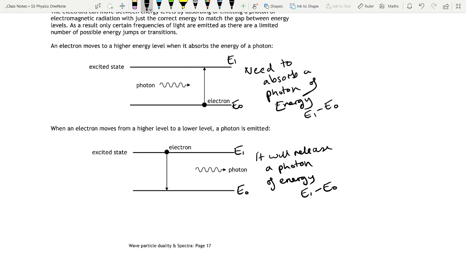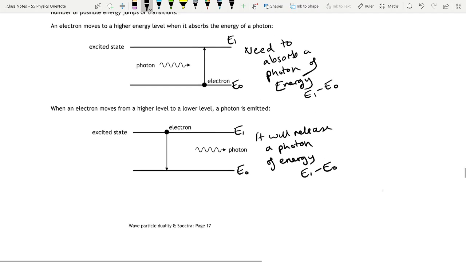So for it to go up an energy level, it has to have some energy to help it do that, so it takes that from a photon. And to go down an energy level, it's got too much energy, so it needs to give it out, and it gives it out in terms of a photon.